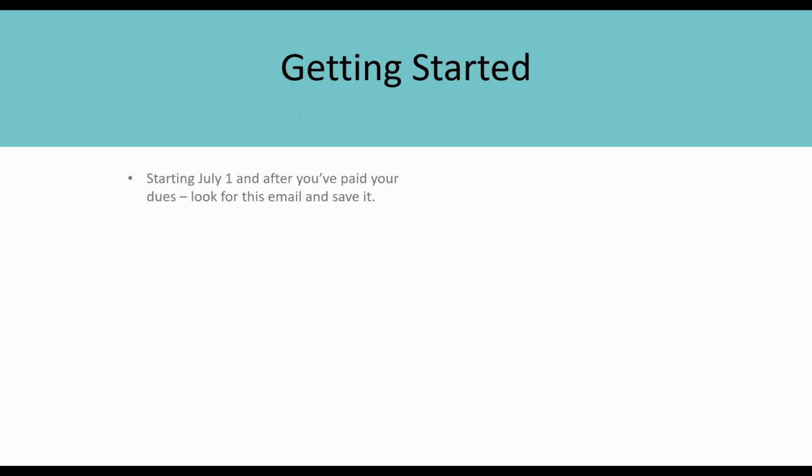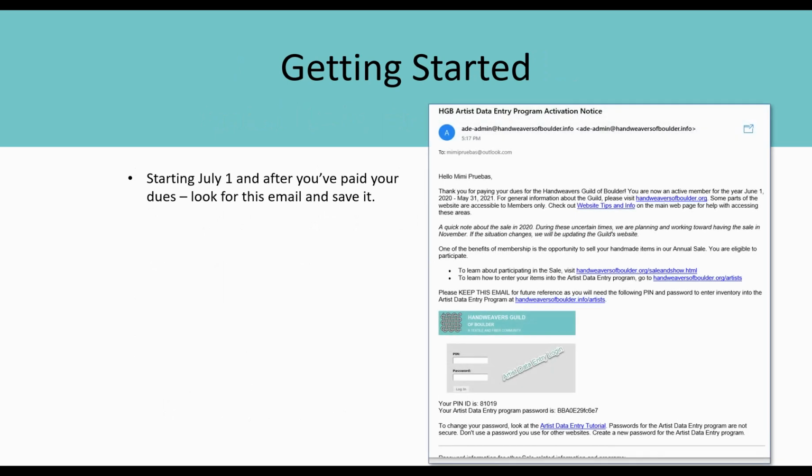The whole process starts in July after you have paid your dues. You will receive an email that contains links to a lot of information about the sale. It will also include information you need to access the Artist Data Entry Program. Because of this, we ask you to keep this email handy. The first piece you will need is the link to the Artist Data Entry Program. The second piece you will need is your PIN ID and your password.